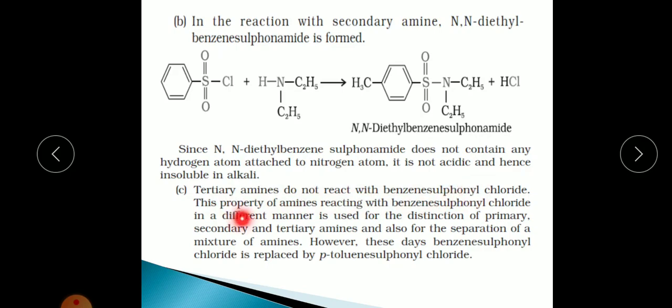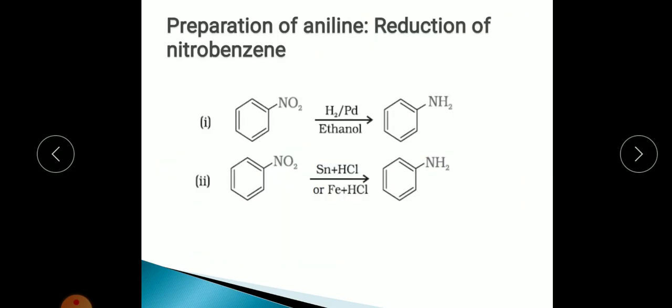So this property of amines reacting with benzene sulfonyl chloride in a different manner is used for the distinction of primary, secondary, and tertiary amines, and also for the separation of a mixture of amines. Hence, these days, benzene sulfonyl chloride is replaced by para-toluene sulfonyl chloride. So we can use this Hinsberg reagent or Hinsberg test to distinguish between primary, secondary, and tertiary amines.